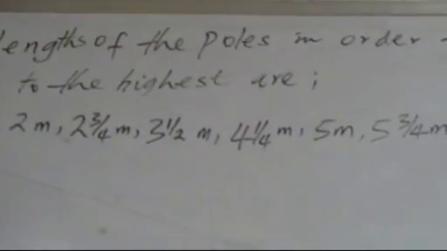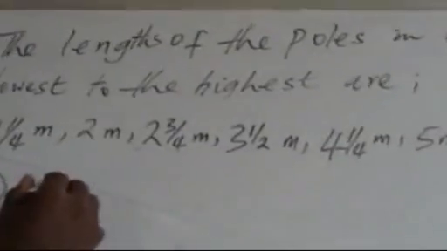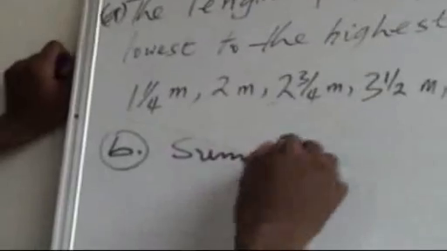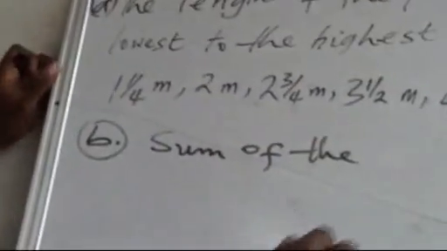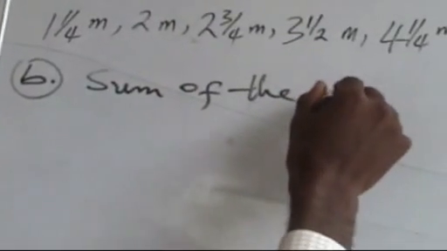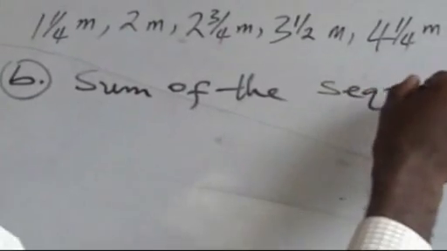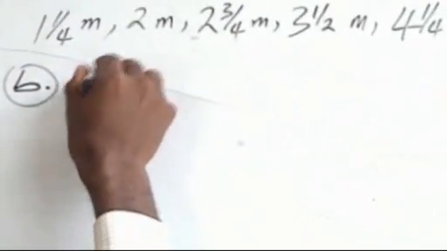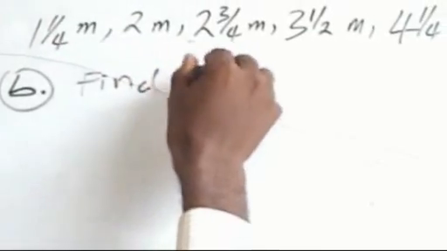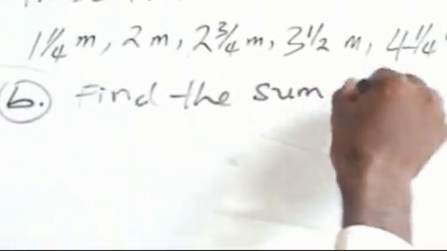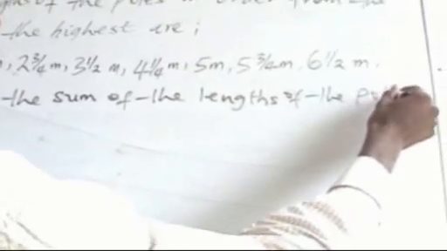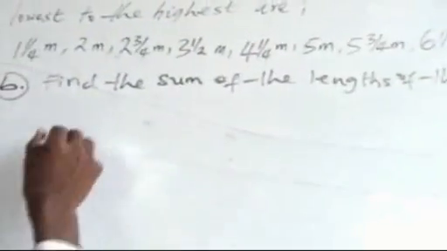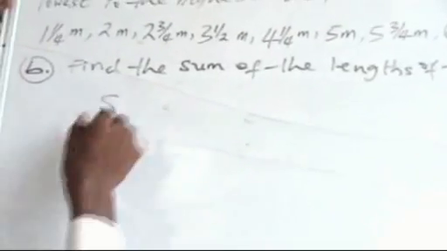Now the second part of question B says that we should find the sum of the sequence, that is, the sum of the 8 terms in the sequence. The question says find the sum of the lengths of the poles. Now we'll use this formula to do that.